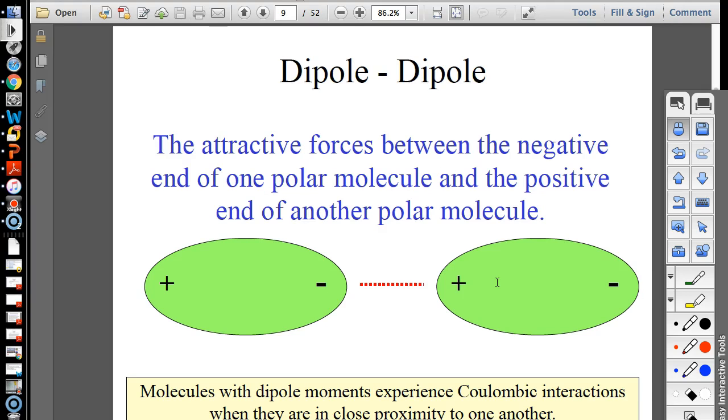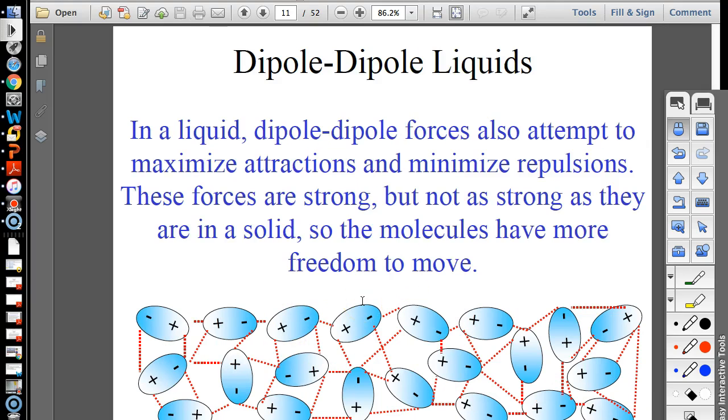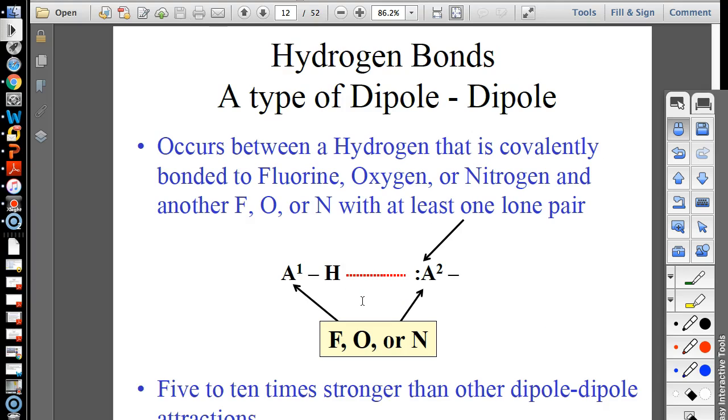Dipole-dipole, this is where you have two polar molecules, and they're going to try to maximize attraction. Opposites attract. So that's my dipole-dipole interaction right there, my Coulombic attraction between the molecules. I hope Coulomb is happy to know that I've said his name more times than I care about. They're going to arrange themselves to maximize attraction and minimize repulsion, and you can see that here. And then liquids do the same. This looks crazy, but don't let that make you sad.